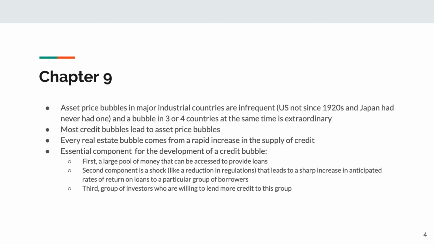And what we already know from the previous chapters is that the way that these credit bubbles emerge is that there has to be money there first. There has to be a large pool of money that you can start to borrow against. Then there has to be something sudden that happens, a shock, that leads to a sudden change in the rate of return. And then as people try to accommodate that sudden change in return, there have to be more individuals who step in to lend more money to that group. Each credit bubble has those three components. That is the commonality. Those commonalities are important when we come to talking about whether bubbles should be popped before they actually emerge.